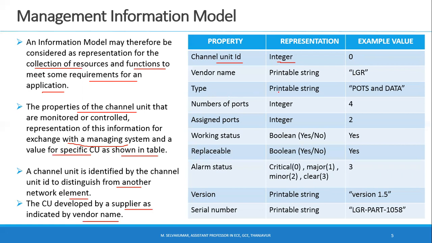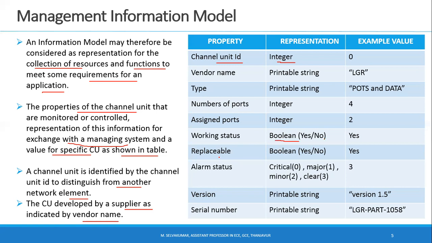Then the types of ports and data. Likewise, example values are given. So the number of ports is an integer. How many ports are there? Example value 4. The assigned ports is 2. The working status is represented as Boolean, yes or no. That is the two options.